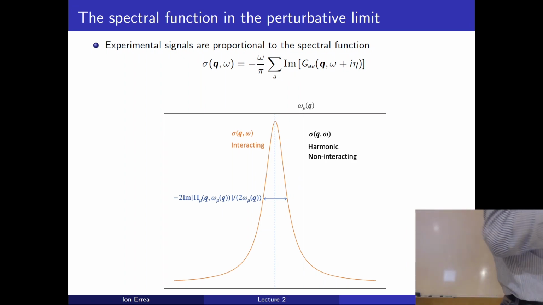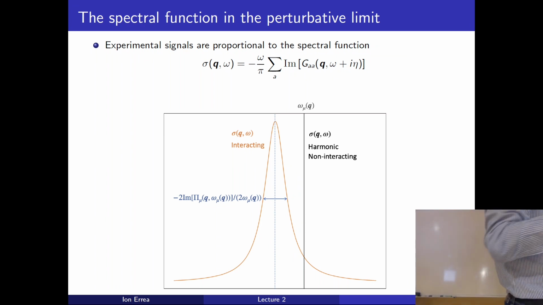And in principle, with that, you can do whatever you want, right? So you can calculate the spectral functions, for example. The spectral function is proportional to the signal in Raman, infrared, inelastic X-ray, all the experiments that Francesco introduced in the previous lecture, and it can be calculated from the imaginary part of our Green function, okay? That we calculate in that way.